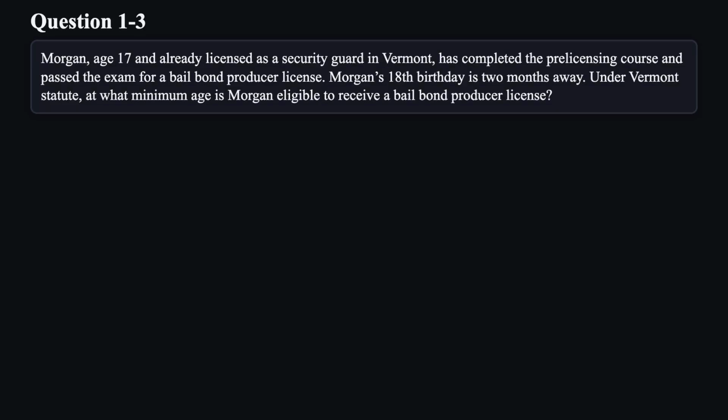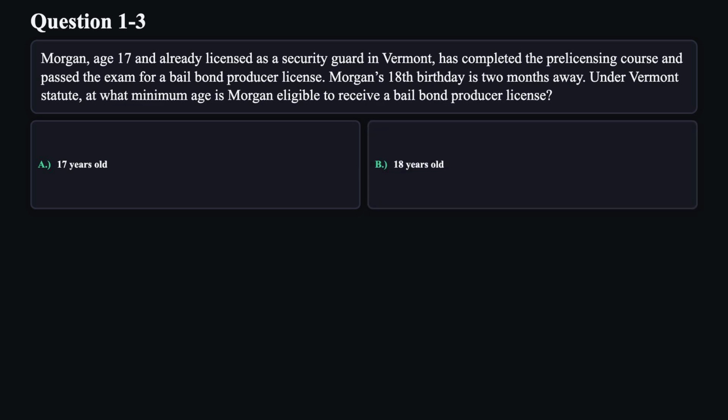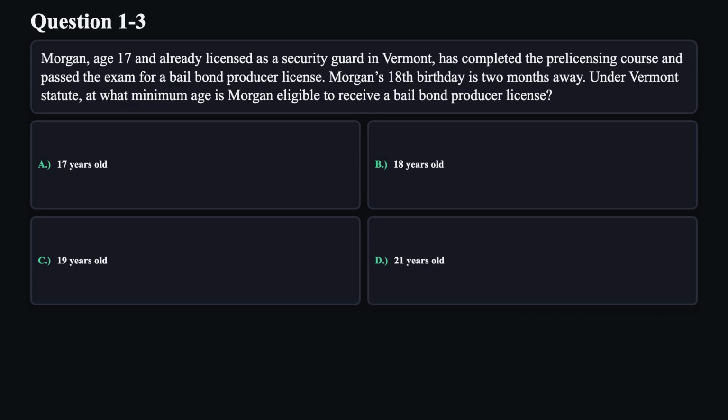Question 3. Morgan, age 17 and already licensed as a security guard in Vermont, has completed the pre-licensing course and passed the exam for a bail bond producer license. Morgan's 18th birthday is 2 months away. Under Vermont statute, at what minimum age is Morgan eligible to receive a bail bond producer license? A. 17 years old. B. 18 years old. C. 19 years old. D. 21 years old.